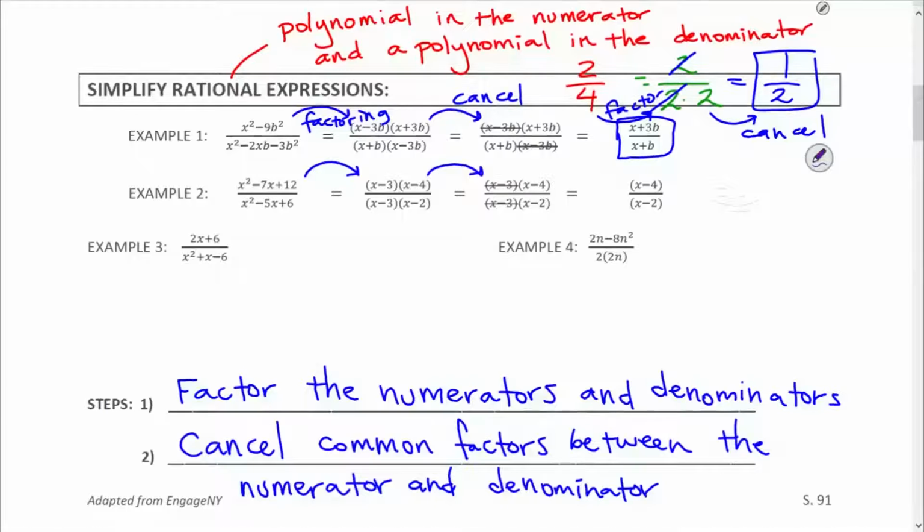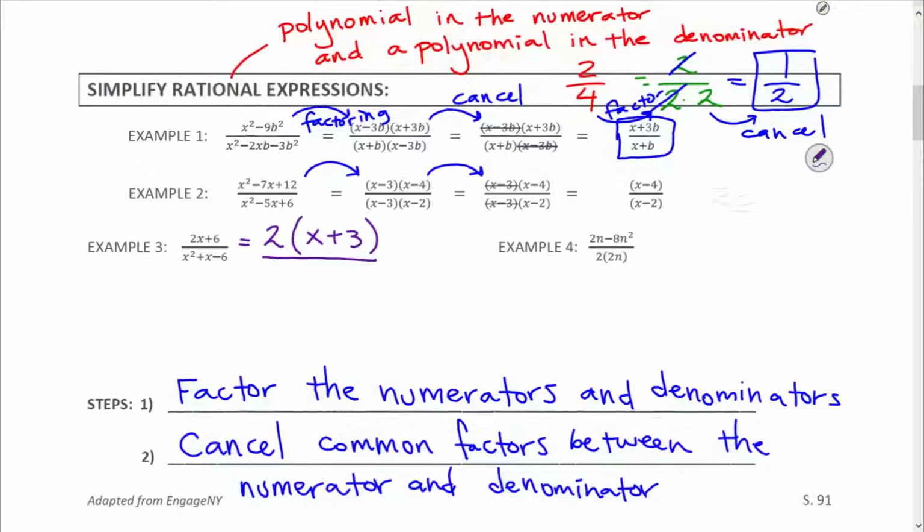So in the numerator, 2x plus 6, I see I have 2 terms. I will always first look for a GCF. In the numerator, I do see a GCF of 2. And 2 times what is 2x? It is x. 2 times what is 6? I get 3. So I get 2 times the quantity x plus 3 in the numerator.